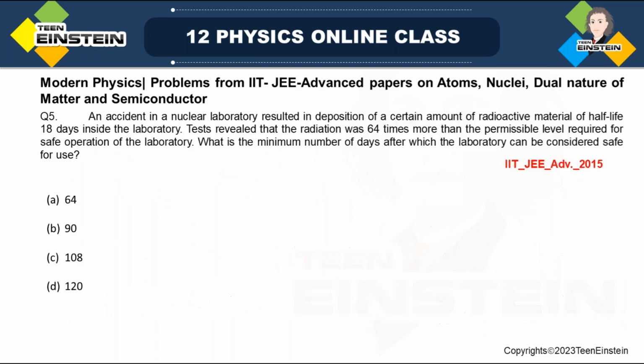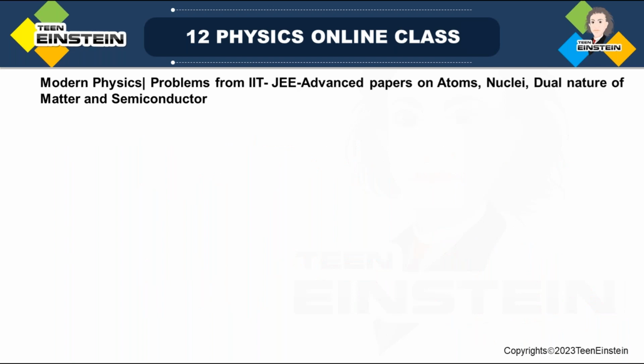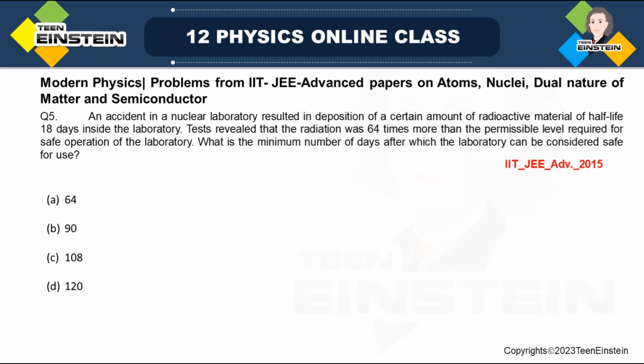So we have now one last more question. This question says, an accident in a nuclear laboratory resulted in deposition of a certain amount of radioactive material of half-life 18 inside the laboratory. So this happens generally in nuclear laboratories.